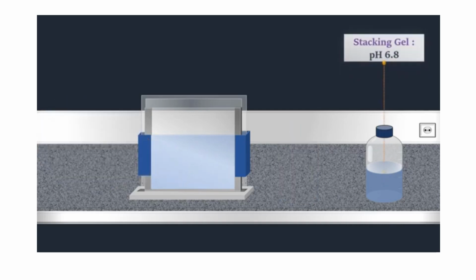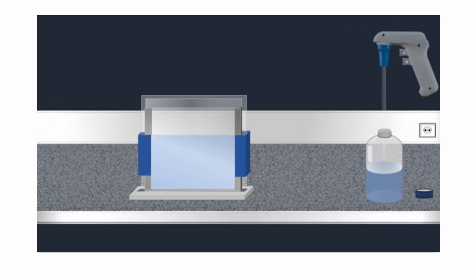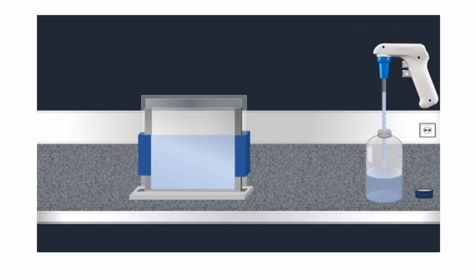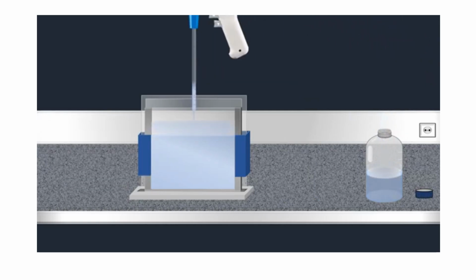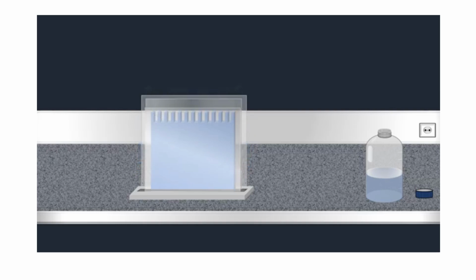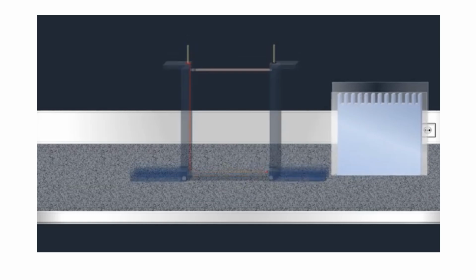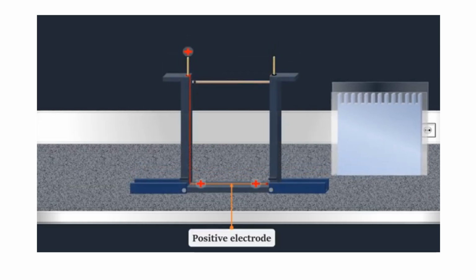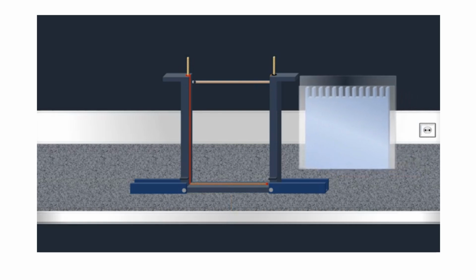The stacking gel solution is poured on top of the solid separating gel, and a plastic comb placed on the top of the stacking gel during polymerization enables the formation of small wells in the gel. Once the gel completely polymerizes, the comb is removed, and the gel cassette is placed vertically between two electrodes. The positive electrode is located at the bottom of the gel, whereas the negative electrode is positioned at the top of the gel.